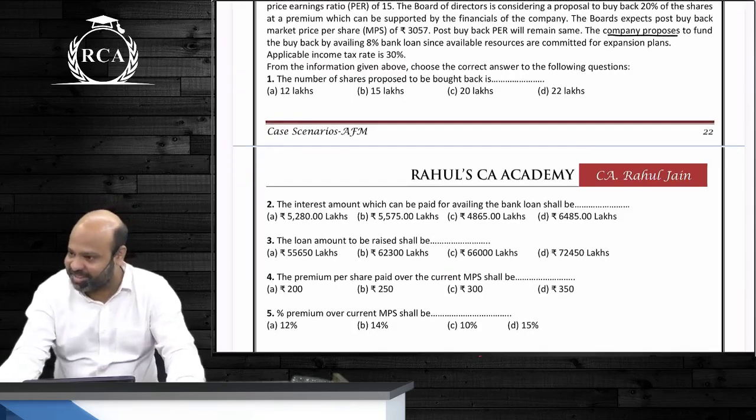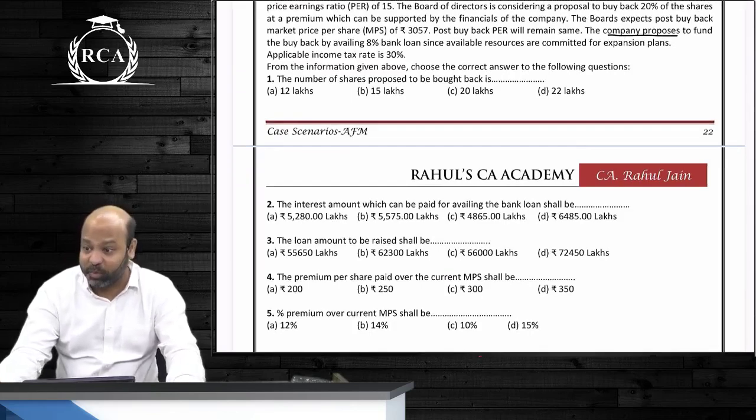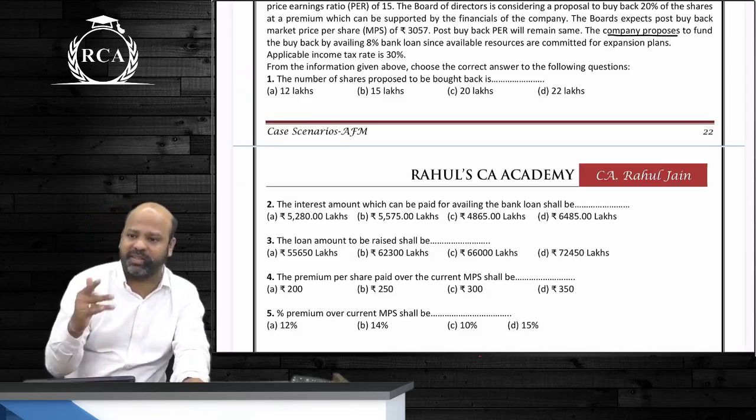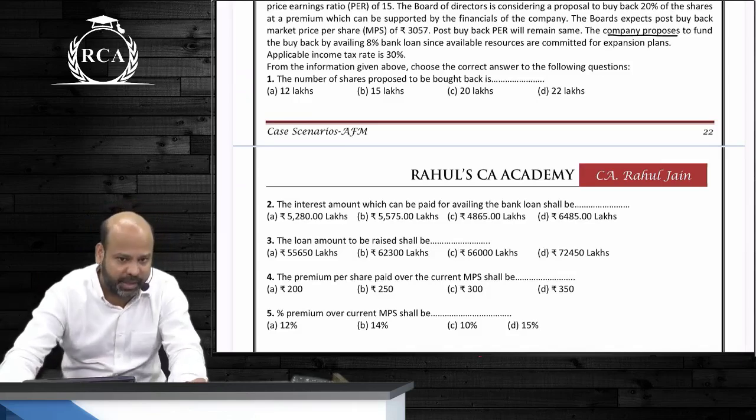Understood, no guys? I'm teaching, we are so busy. Company proposes to fund the buyback by availing 8% bank loan since available resources are committed for expansion plans. If you remember, there was a question in class, where the wording was wrong. They said that we are taking bank loan only to fund premium. I said no, it doesn't work like that. It is to fund the entire buyback amount only.